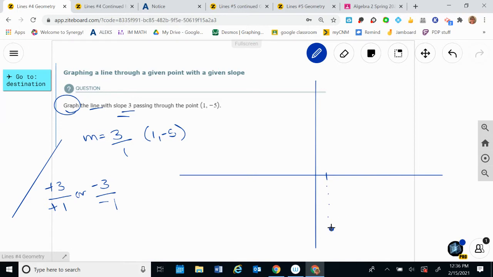I'm going to go up because that's where my graph has room. 1, 2, 3 over 1, right there. If I needed to, I could go up another 3 over 1, okay? I'm not going to, I'm just going to connect these dots in a line. Really ugly line, but I tried. I tried, people. All right, and that's how you graph that line.